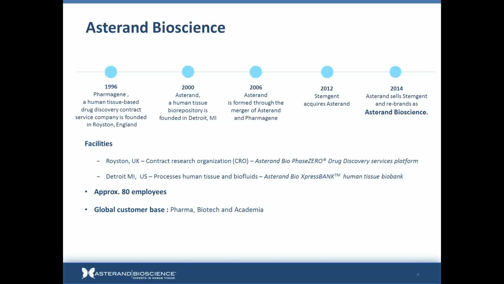A few years later in 2000, Randall Charlton founded a human tissue biodepository in Detroit, which provided human tissues and crucially the accompanying clinical data to researchers in industry and academia. Pharmagene and Asteran merged in 2006, were acquired by StemGen in 2012, divested StemGen in 2014 and rebranded as Asteran Bioscience in 2014, which is where you find us today. Over the years, we've grown in experience and developed expertise in deriving high-value data from this most challenging, but ultimately the most valuable research biomaterial, human tissue samples.